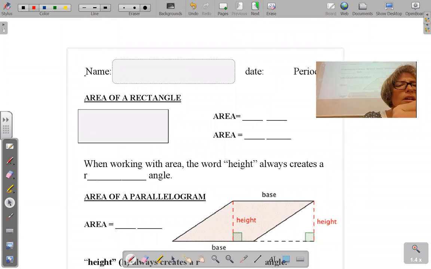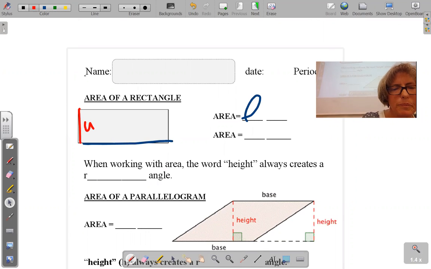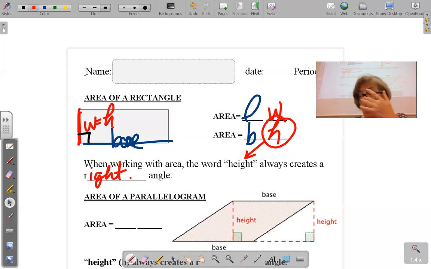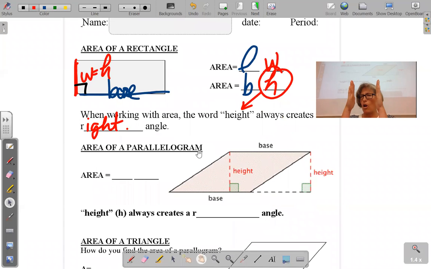You are totally correct. And we have length times width, also known as base times height. And why we can use base and height is a rectangle has what kind of angle in the corner here? Right. Bingo. And height, that H, always creates a right angle. So in the next 2 weeks, every single equation you see, that H means there's a right angle there somewhere.